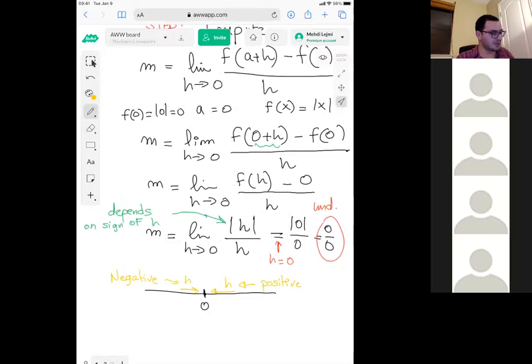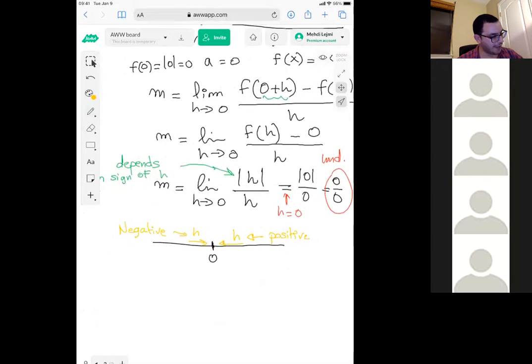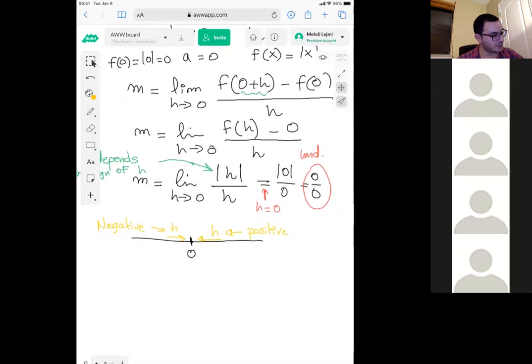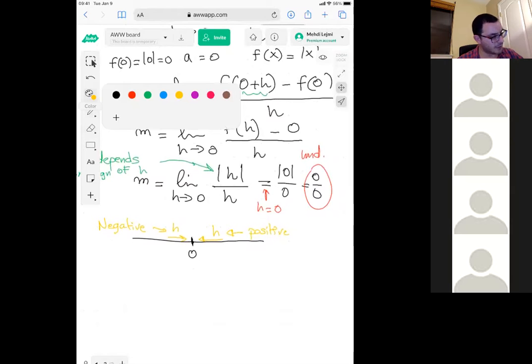So you see, now I have two different cases. For this limit here, we have to distinguish between two cases, when h approaches from the left and when h approaches from the right, because of the absolute value. So there are two cases.